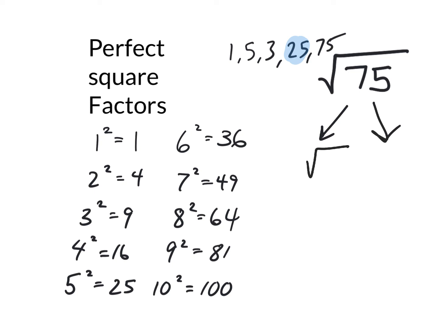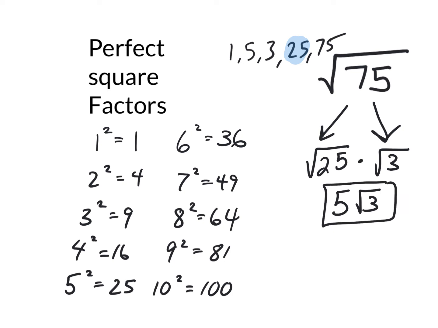So the largest perfect square is 25. The other element, or what I'd have to multiply by to get 75, would be 3. Well, now I can simplify one of those square roots. The square root of 25 is 5. And there's my final simplified answer, 5 root 3.